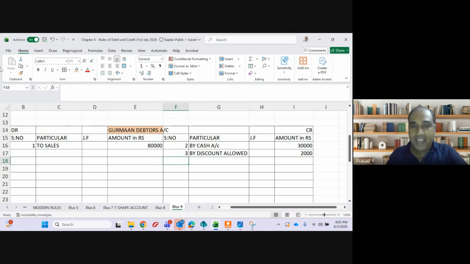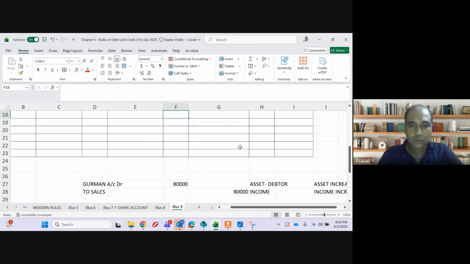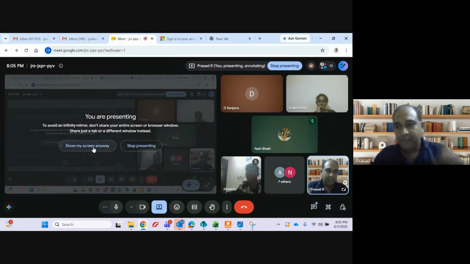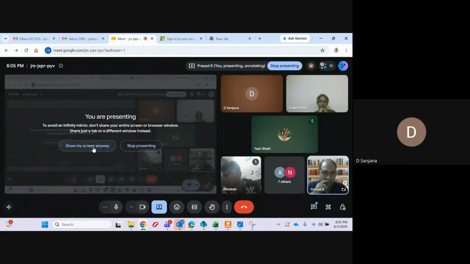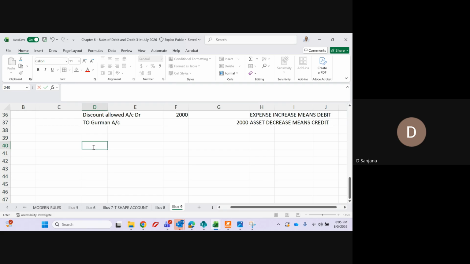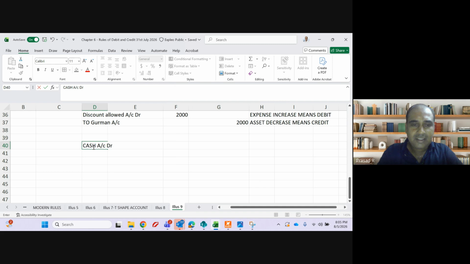Goods sold for cash to Gurman. How much? 10,000. When I sell goods for cash to Gurman, whenever there is a cash transaction, is the word Gurman relevant or irrelevant? Irrelevant. So the accounting entry: when I sell goods, cash account debit to sales. This Gurman is only given to confuse you.